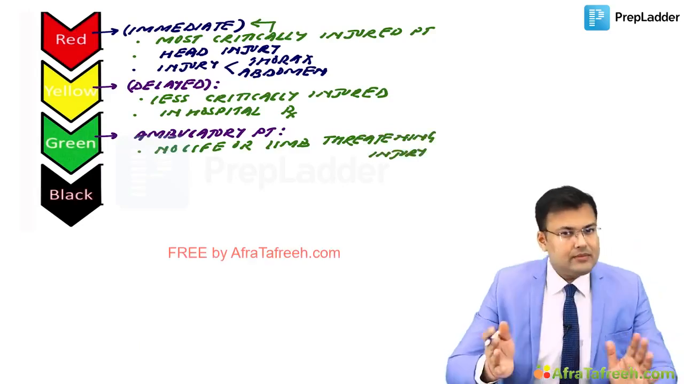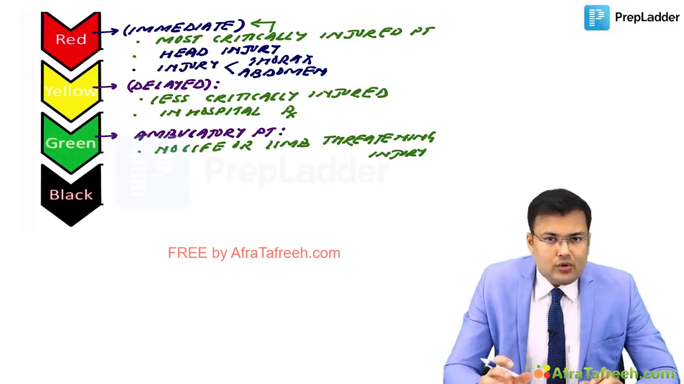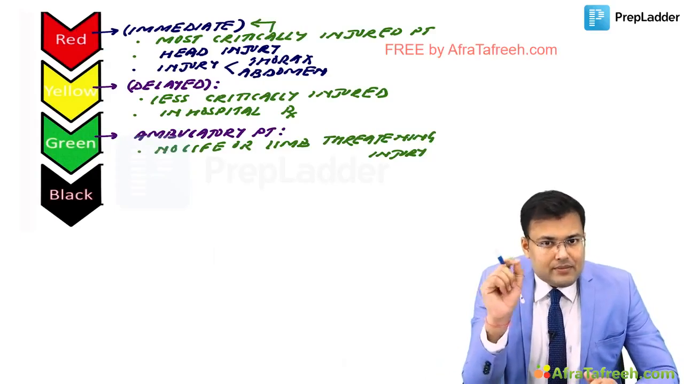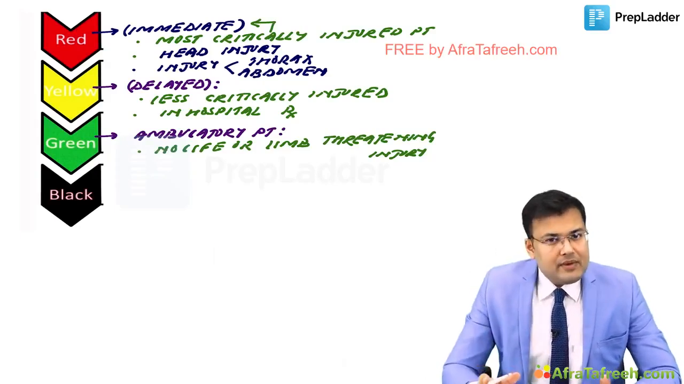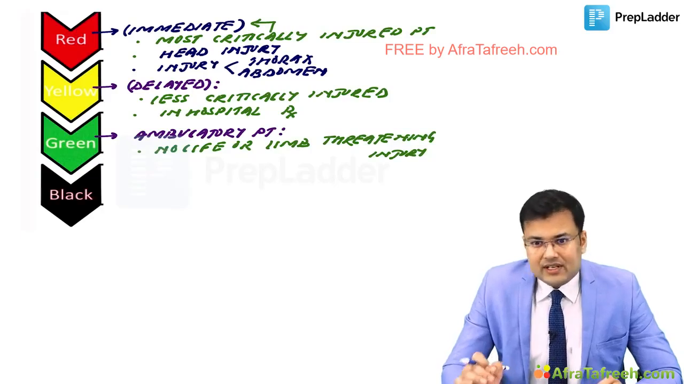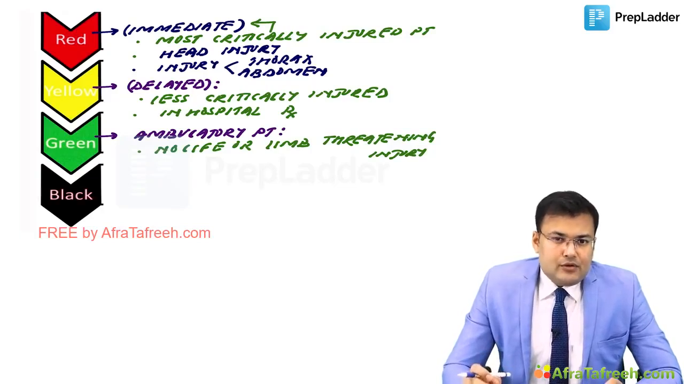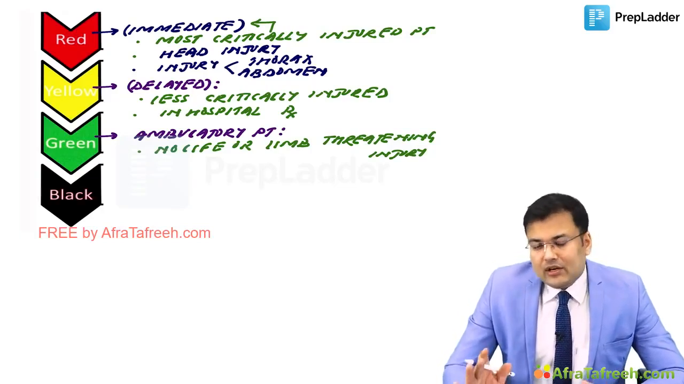What do you mean by limb threatening injury? Sometimes, because of trauma, especially in the lower limb, the patient is going to develop compartment syndrome. So you have to relieve the pressure within time by performing fasciotomy. If you are not going to relieve it, what happens? It's a limb threatening injury.